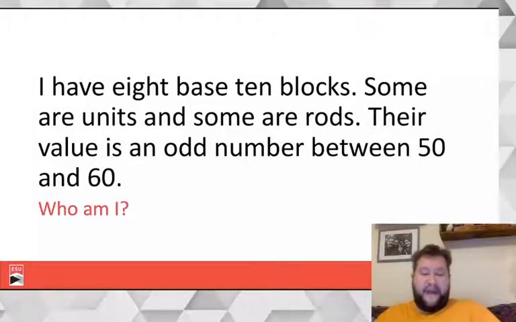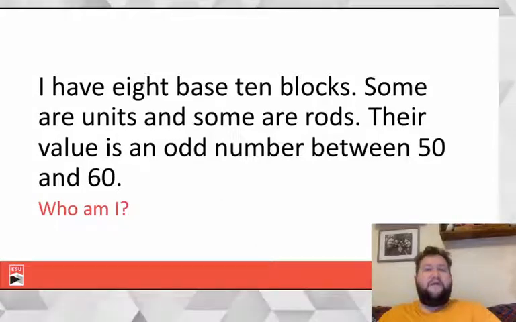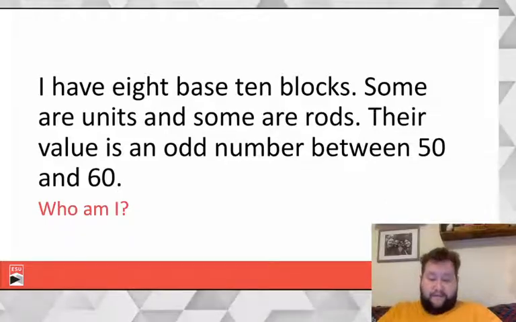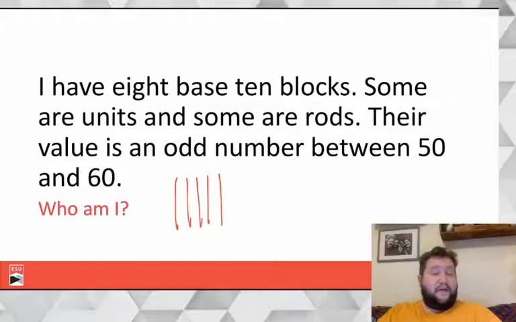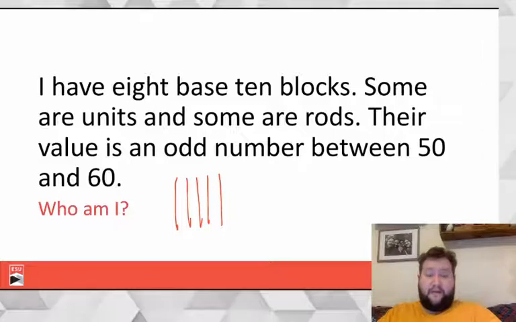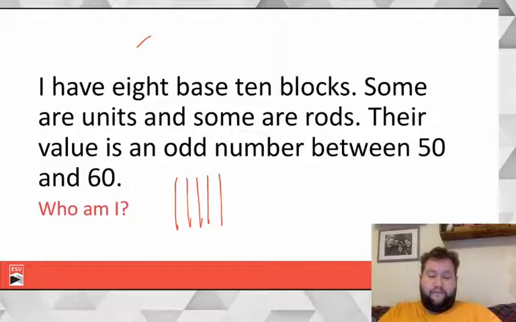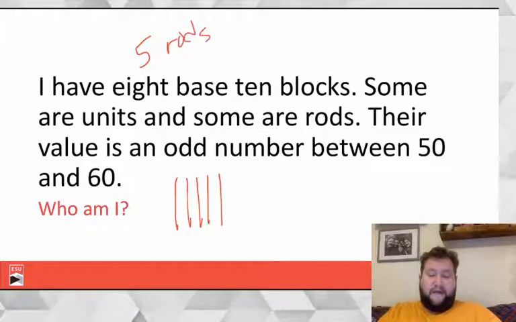How about this one? I have 8 base 10 blocks. Some are units and some are rods. Their value is an odd number between 50 and 60. Well, I know I need to be at least 50, so I have to have 5 rods, which means I have, could I have 6 rods? Well, if I had a 6th rod, I'd be at 60, and so now I'm too big. So I have 5 rods, and so if I have 8 blocks together, I have 3 left.